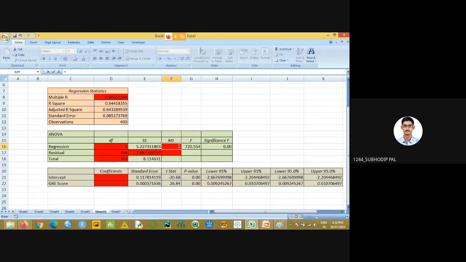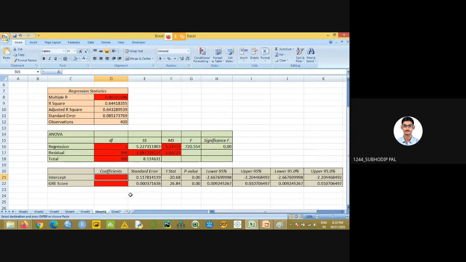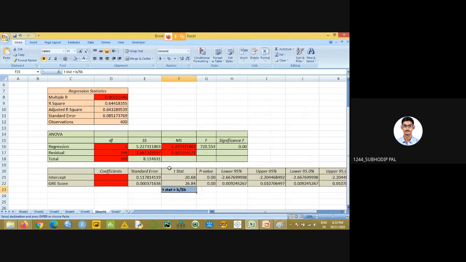Now MSR can be calculated as SSR divided by K. MSE can be calculated as SSE divided by the degree of freedom, N minus K minus 1. The F thing is already given. Now this one, the coefficient value is not given. How do you write the regression equation? From this formula, you have to calculate.